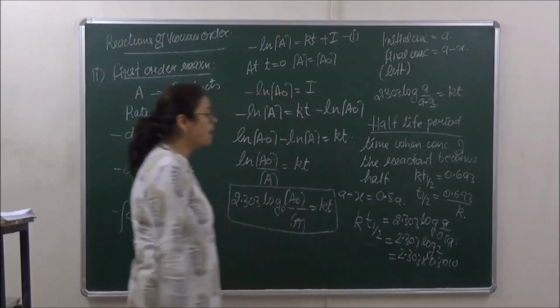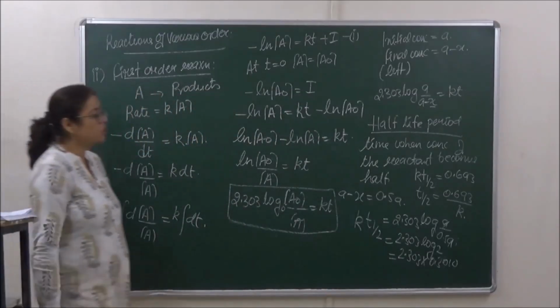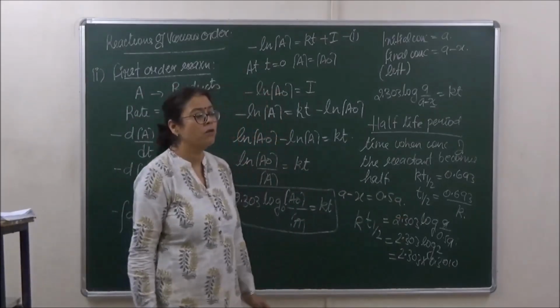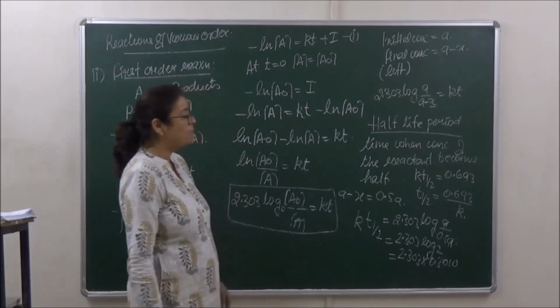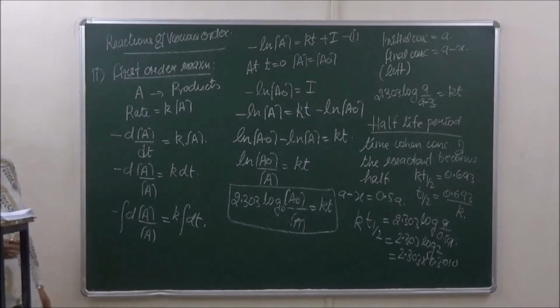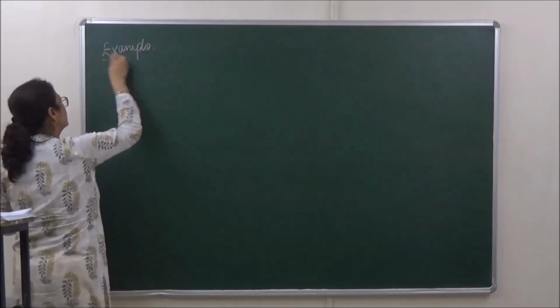So this is the half-life period for first order reaction, and as you can see from the equation, it is independent of concentration of the reactants, right? So half-life period for first order reaction does not depend upon the concentration of the reactants. ठीक है? Clear? So let's go on to examples of first order.